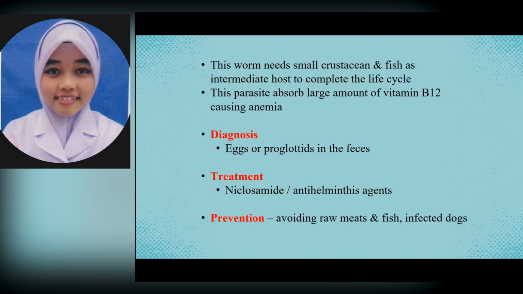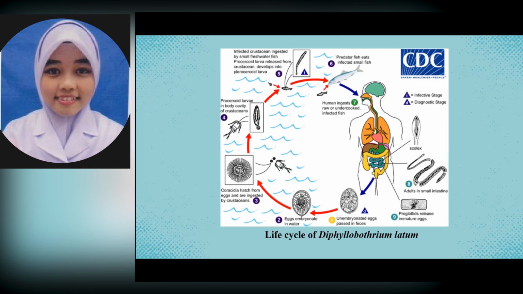This parasite absorbs a large amount of vitamin B12, causing anemia. Diagnosis is eggs or proglottids in the feces, and for treatment the doctor can give niclosamide, an anti-helminthic agent. To prevent this disease, avoid raw meats and fish or infected dogs. This is the life cycle of the Diphyllobothrium latum.